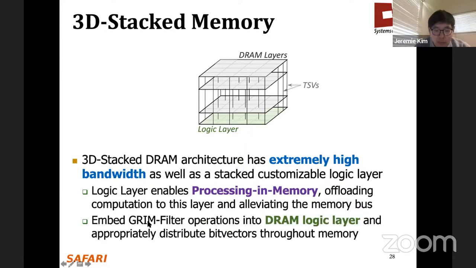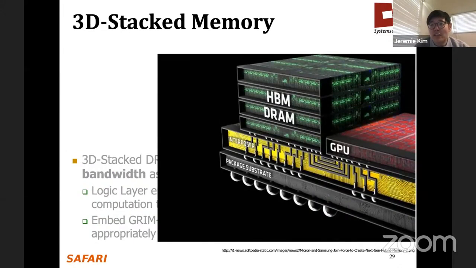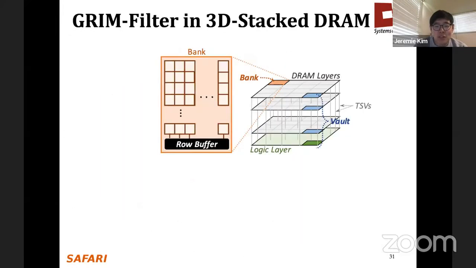And we can embed these GrimFilter operations into the DRAM logic layer and appropriately distribute the bit vectors throughout the DRAM layer, so that we can effectively parallelize these operations in the logic layer. There are a lot of these 3D stacked DRAM technologies that are commercially available, such as high bandwidth memory and HMC. Each of these DRAM layers is organized into arrays of banks, and a bank is an array of cells with a row buffer. The row buffer holds one row at a time and uses this structure to transfer data with high bandwidth into the logic layer via TSVs.